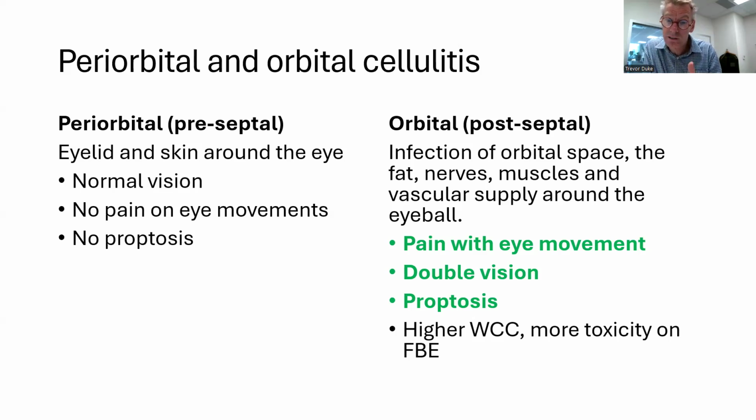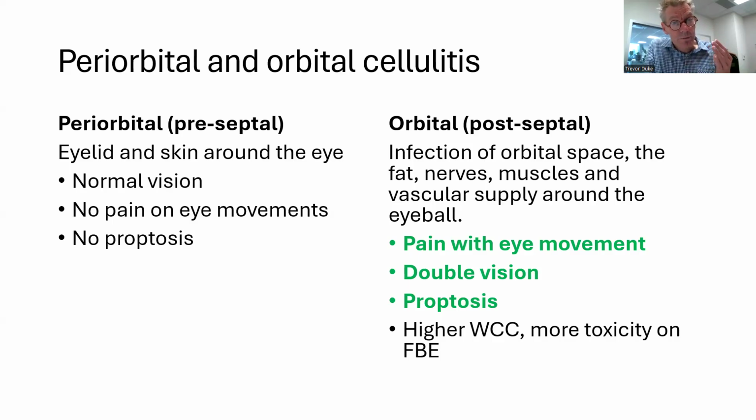Whereas orbital cellulitis, if you've got a child who's got pain on eye movements, if they've got ophthalmoplegia, that is, the globe doesn't move in a conjugate way with the other eye, or if they've got double vision, or if they've got proptosis, then they are at great risk of orbital cellulitis, an infection in the post-septal space in the globe itself.